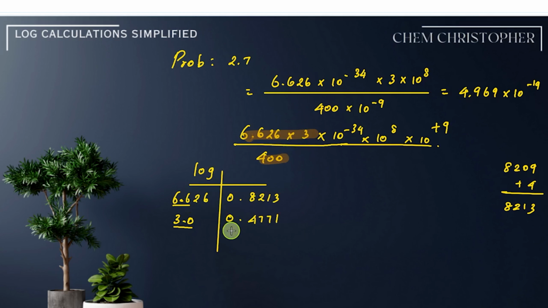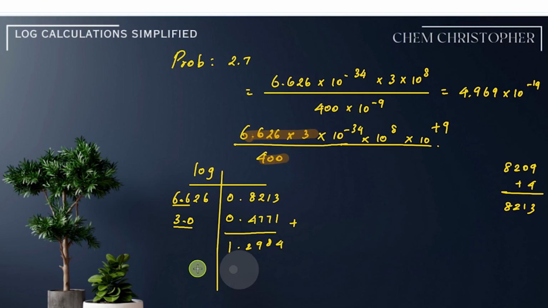Now I have to multiply these two numbers. I have taken the log values. Now I need to simply add it. 3 plus 1, 4. 1 plus 7, 8. 2 plus 7, 9. 8 plus 4, 12. I get this number.